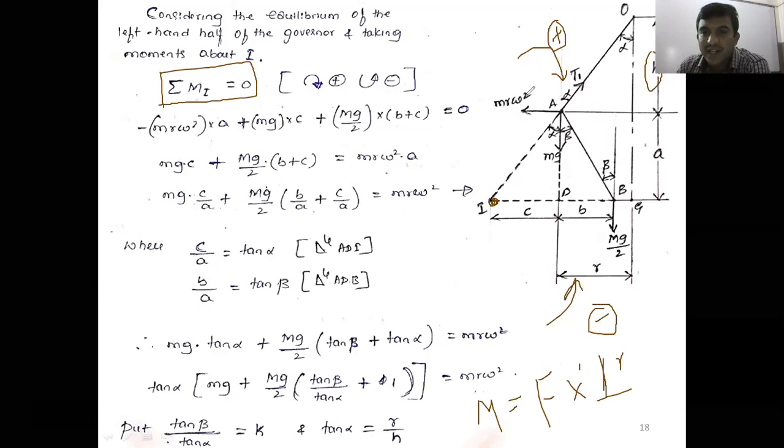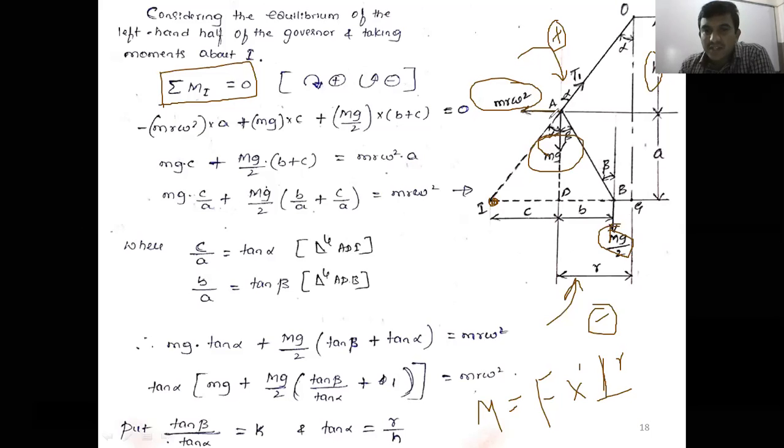Now tell me what are the forces acting here? How many forces are acting here? One is the centrifugal force acting from the governor ball. Another one is the weight of the governor ball, mg, and one more force is the weight of the sleeve acting here. These are three different forces acting on the governor. On the left side you consider here, right? First you consider the governor ball.